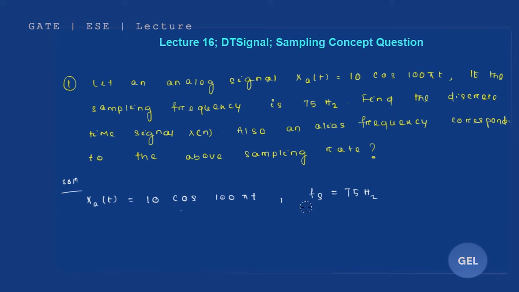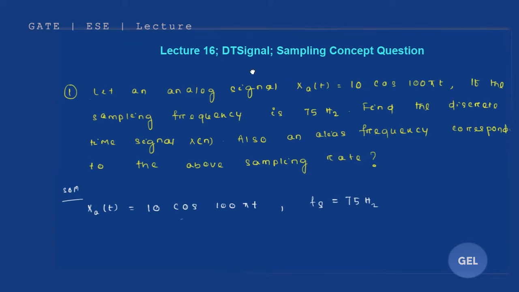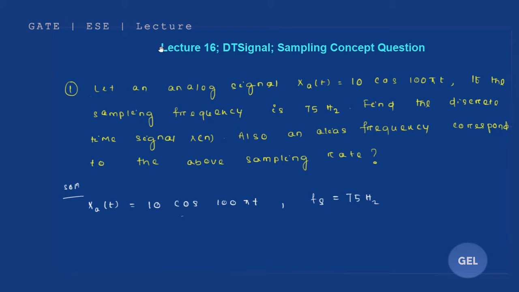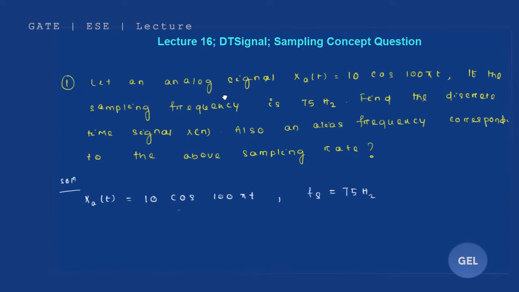Hi, welcome to GATE ESE lecture. We are in lecture number 16 of signals and systems. This is your second module, discrete time signals, and here we are going to discuss another very conceptual question from the subject sampling. Let me solve this question. Through this question I'm going to revise all the concepts of sampling, and after this question there are a couple of pieces of information that I need to share with you. Now let's start with this question.